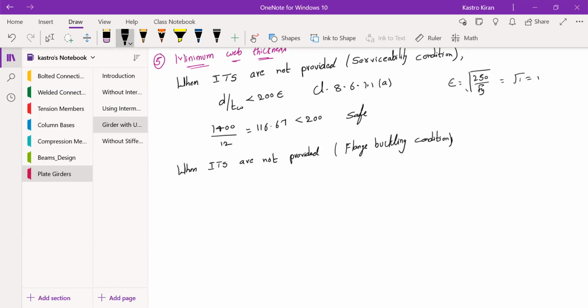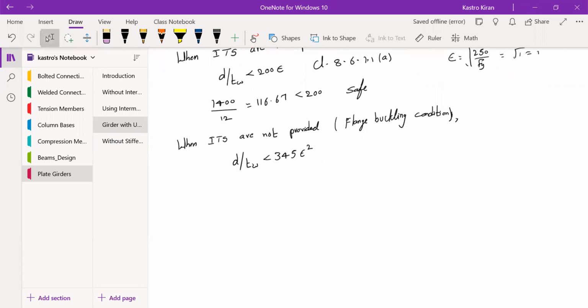Remember, we have solved this in the previous modules also. So according to flange buckling conditions, the value of d by tw should be less than 345 into epsilon square, where epsilon is 1, however. So we have calculated the d by tw value, which is 116.67.